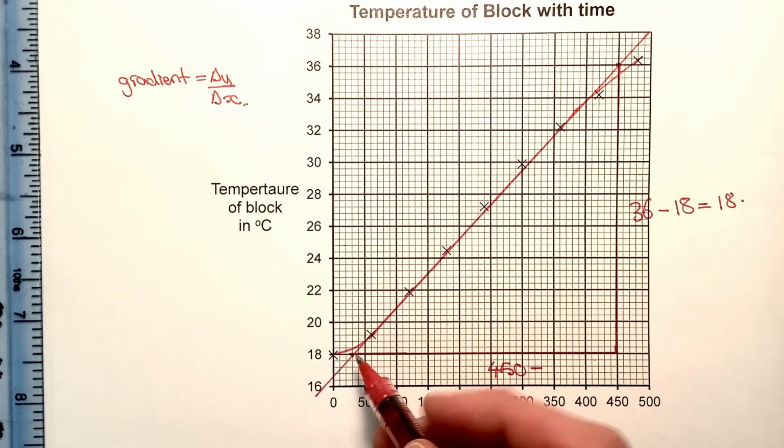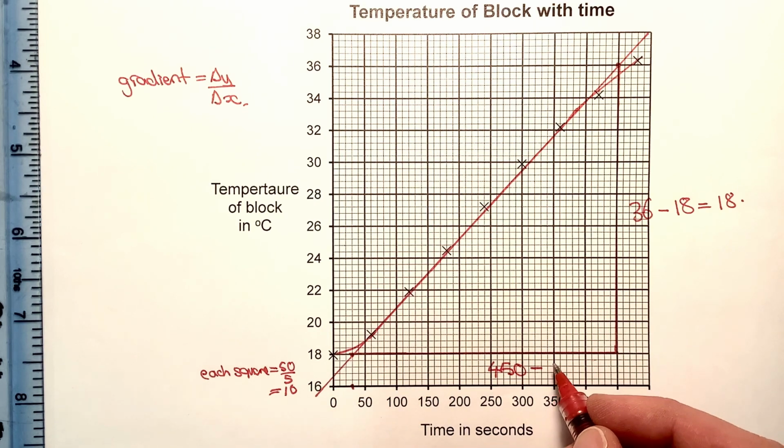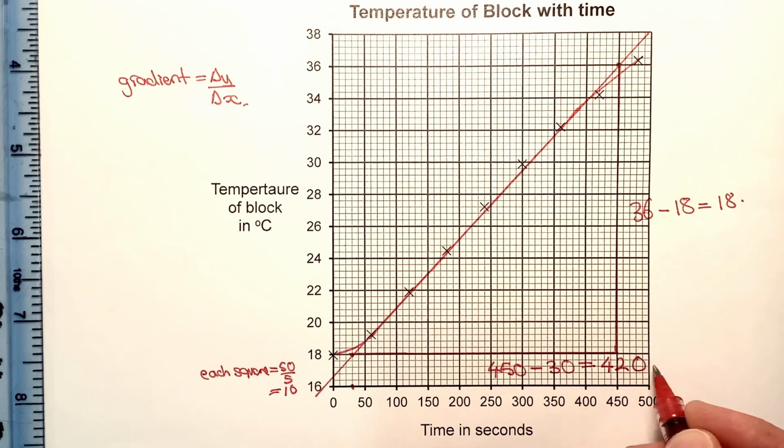And at this point, I am starting at this point here, which isn't so easy to see because it's not exactly on a number here. So at this point, it's helpful to see that I've got 1, 2, 3, 4, 5 little squares to represent 50. So each square represents 50 divided by 5, which is 10. So therefore, this is starting 3 little squares along at 30. So I do 450 minus 30, which would give me 420.